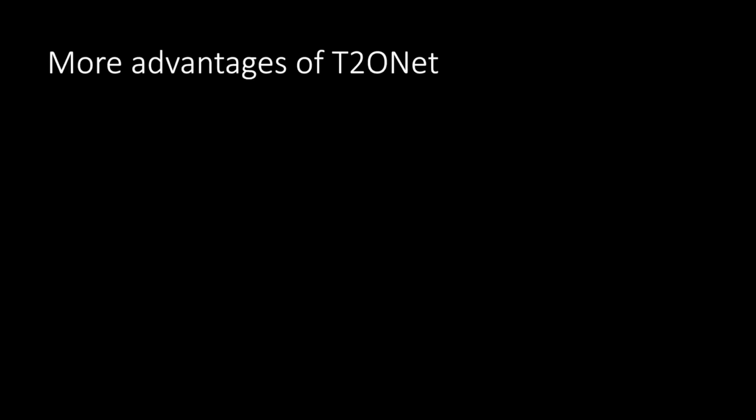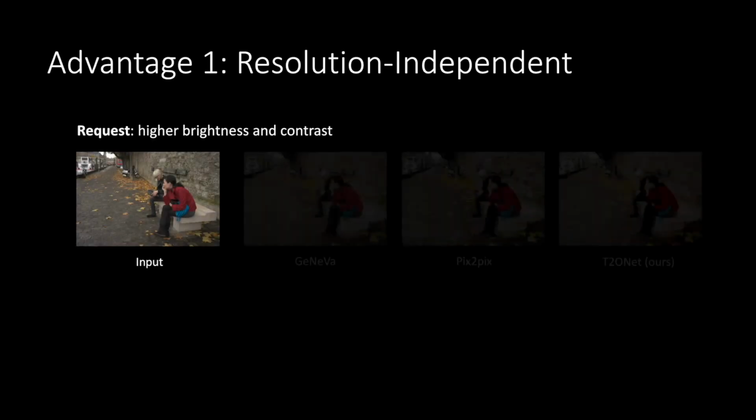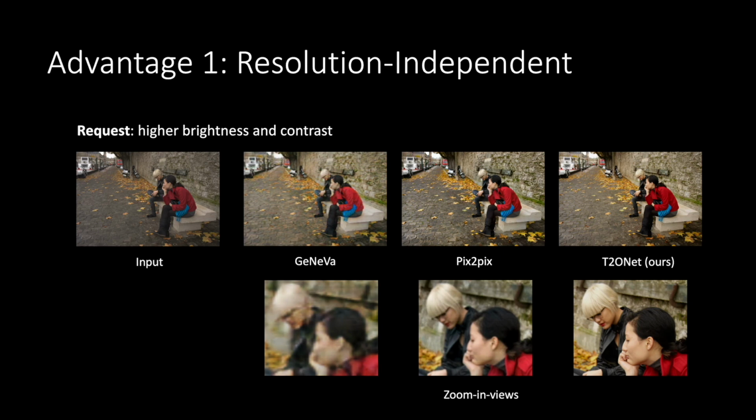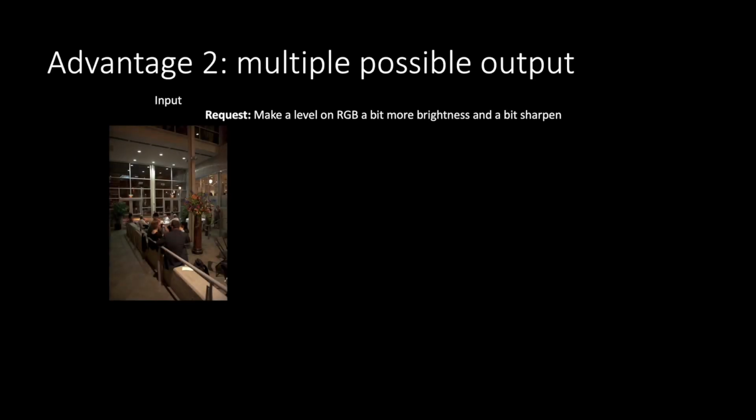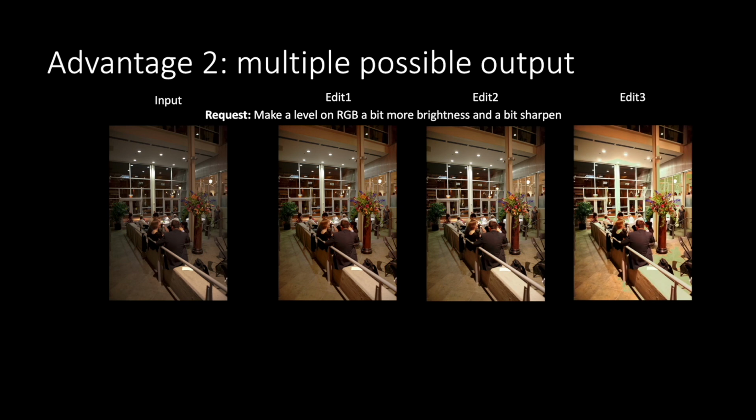There are more advantages of T2O-net. First, it is resolution independent. Second, it can generate multiple possible outputs at the inference stage. First, it is resolution independent. Here we compare to a GAN-based method. The zoom-in view shows that our method can keep the resolution of the input image. Another advantage is that we can generate multiple possible outputs at inference time. Here we show 3 edits, which use different sampled parameters at inference.